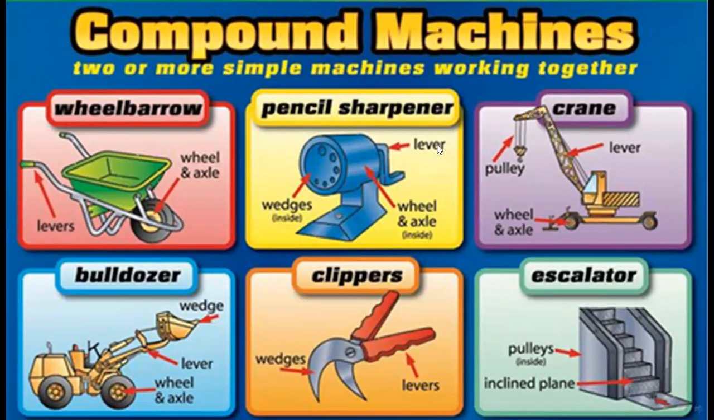In a pencil sharpener, lever, wedge, and wheel and axle are involved. In a crane, lever, pulleys, and wheel and axle are working together. In a bulldozer, wedge, lever, and wheel and axle are working together. In clippers, wedge and lever are working together. And in an escalator, pulleys and inclined plane are working together. So these are the examples of compound or complex machines.